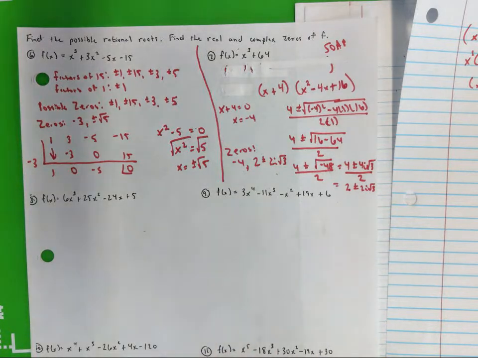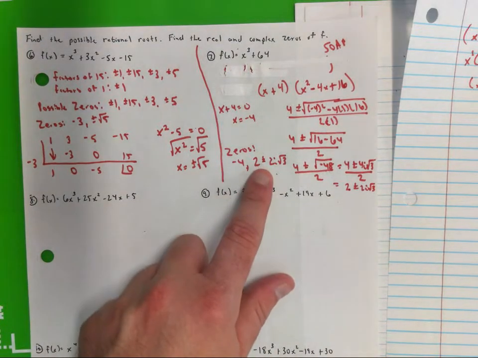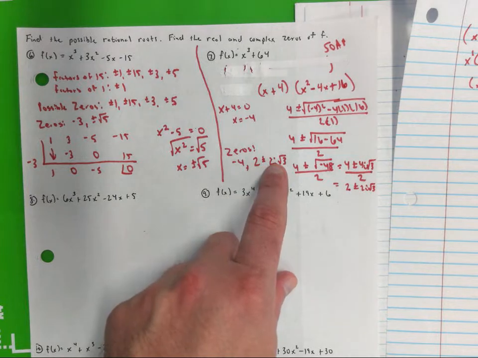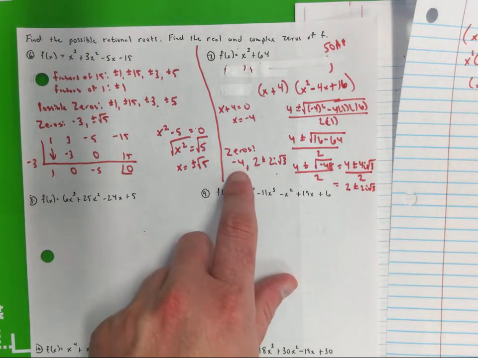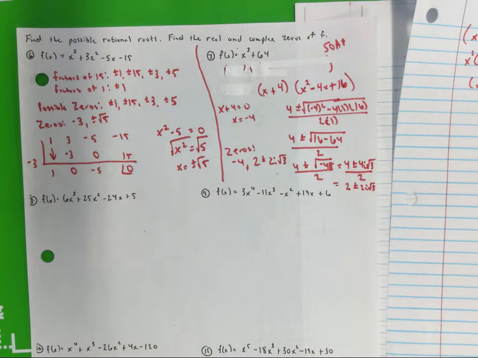So in this case, I have 3 zeros, 1 real and 2 complex, because it has that imaginary component. 1 real, 2 complex. If I was to graph this, you would only see the negative 4.